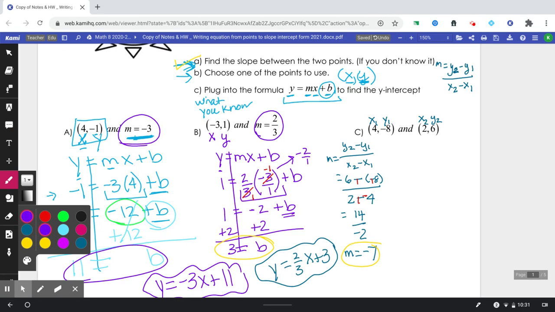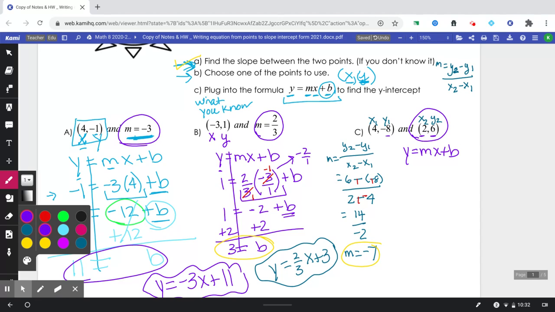Step B, you're going to choose one point. It does not matter which point you choose. Now, when I look at my 2 points, I see a negative in this point. I try to stay away from negatives when possible. So I'm going to choose 2, 6 as my point that I'm going to use. All right, now that I chose a point, this is my X, this is my Y. We are then going to plug in everything we know into y equals mx plus b.